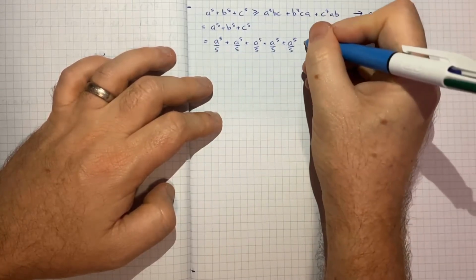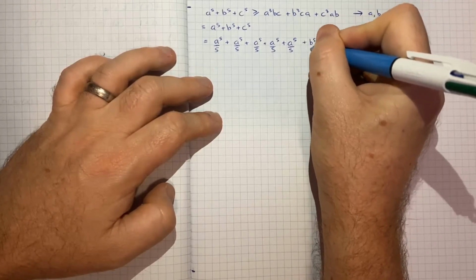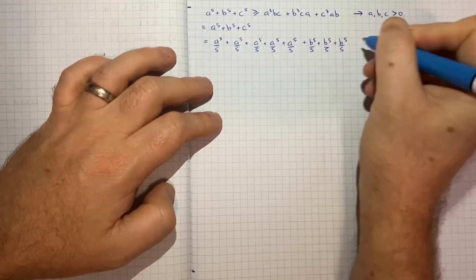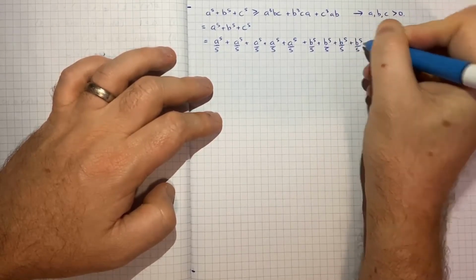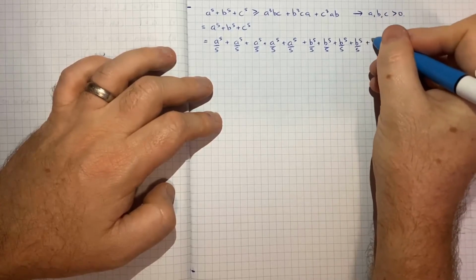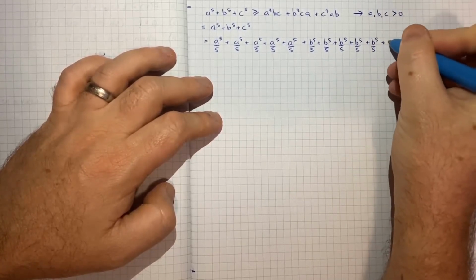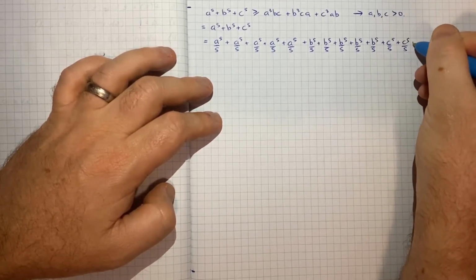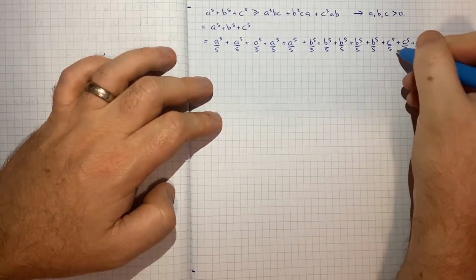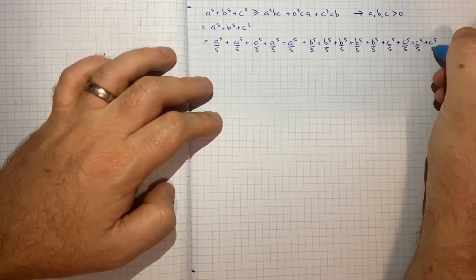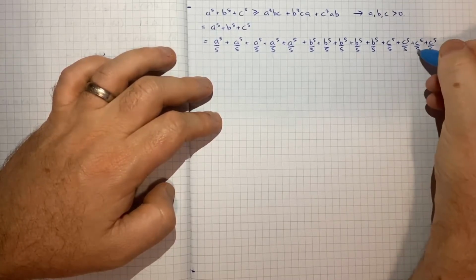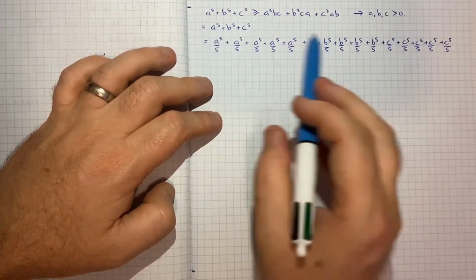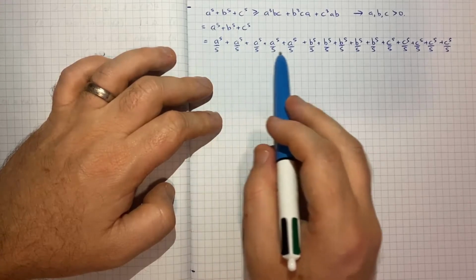And we'll do the same with B and C. So B to the 5 on 5, plus B to the 5 on 5, plus B to the 5 on 5, plus B to the 5 on 5, plus B to the 5 on 5, plus C to the 5 on 5, five times in the same way. So we've simply changed nothing, rewritten this, dividing everything by 5.